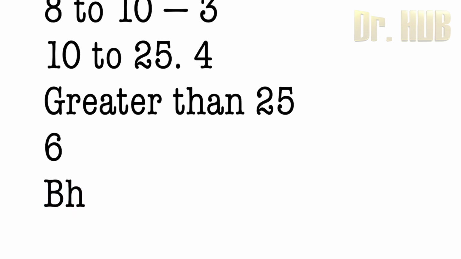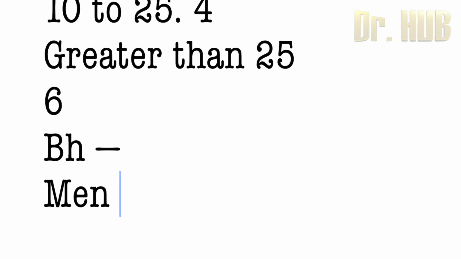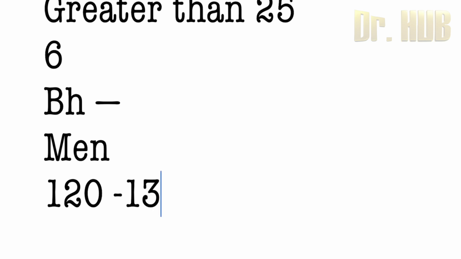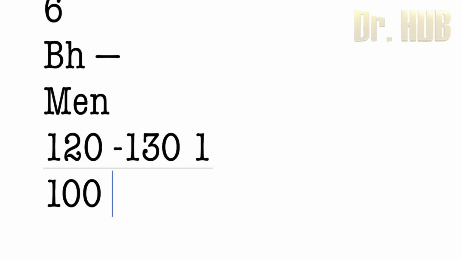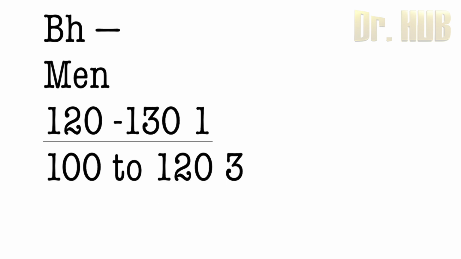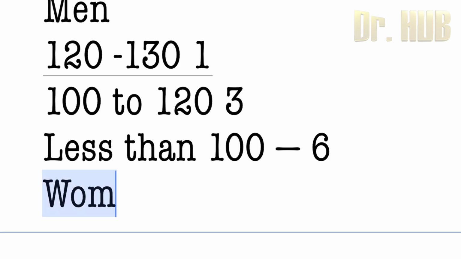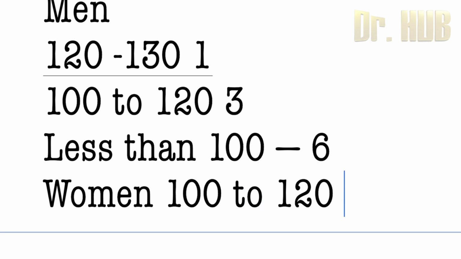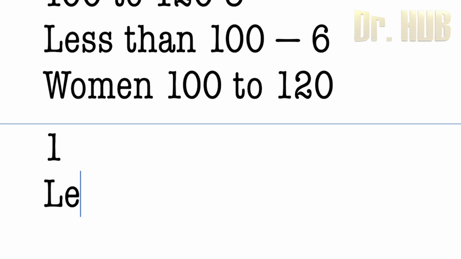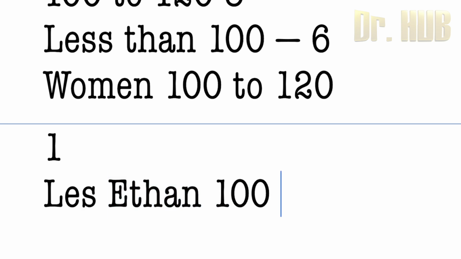Now let's look at the hemoglobin. In case of men and women, in men it is 120 to 130, which includes 1, and 100 to 120 will include 3. If it is less than 100, it includes 6. Then comes the woman. For women, 100 to 120 includes 1, and less than 100 is 6.